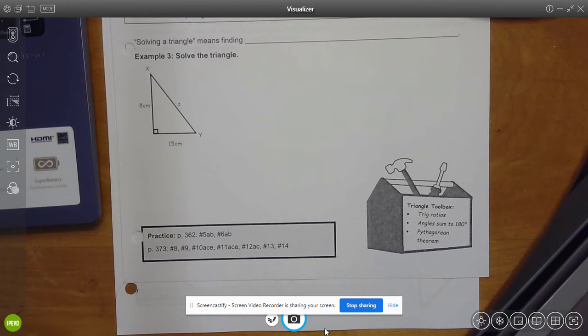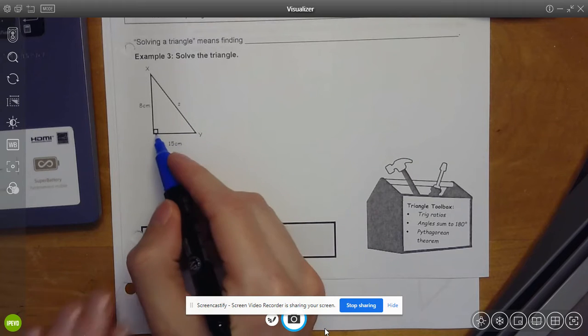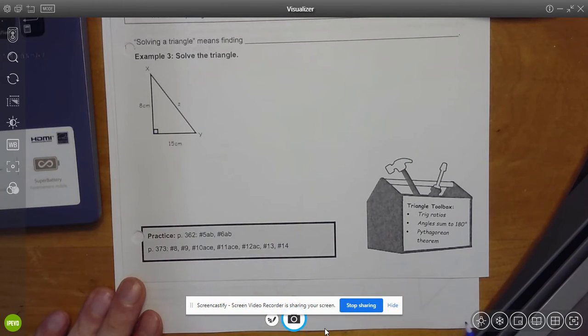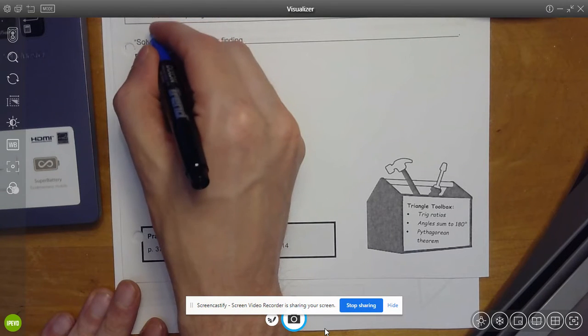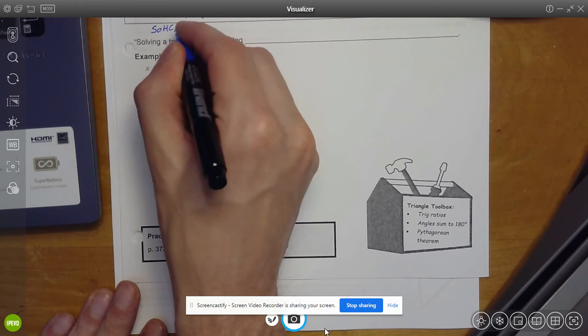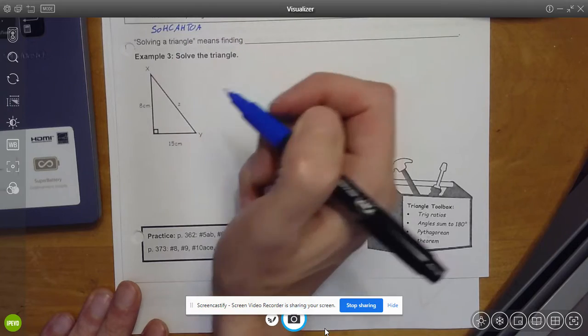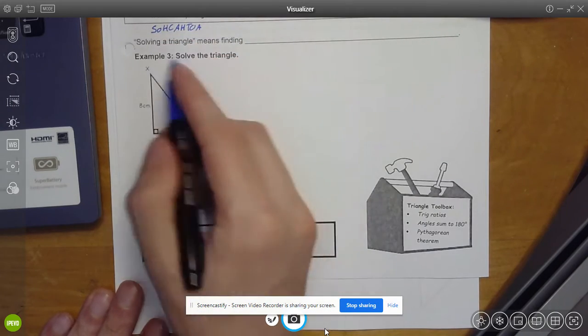Okay, in this video, we're going to continue working with right angle trigonometry. Right angle trigonometry means that my triangle has a right angle. And then we can use our primary trigonometric ratios, which is another way of saying SOHCAHTOA. We're going to be using sine, cosine, and tangent. What does it mean? Today we're going to solve a triangle.